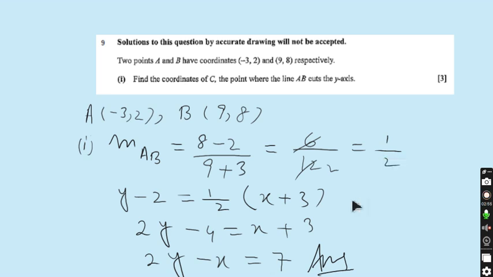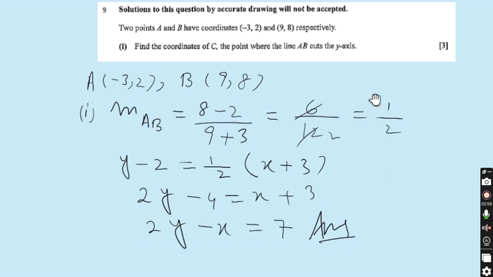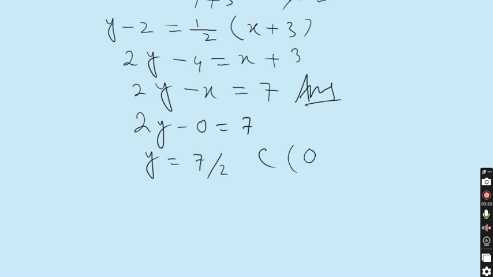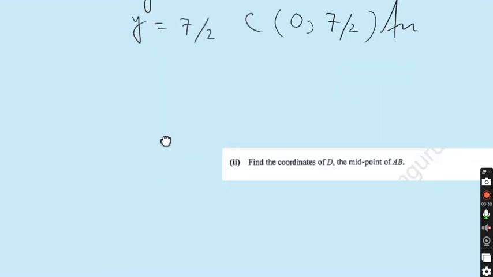So I have just found the line AB. Now we are going to find the coordinates of C. Very easy. When the line cuts the y-axis, the value of x is 0. So 2y minus 0 is equal to 7, and y is equal to 7 upon 2. Hence the coordinates of C are 0, 7 upon 2. This is the final answer for part 1.